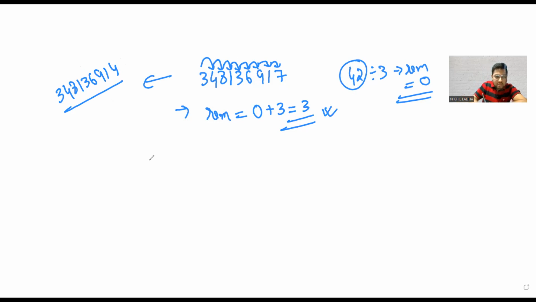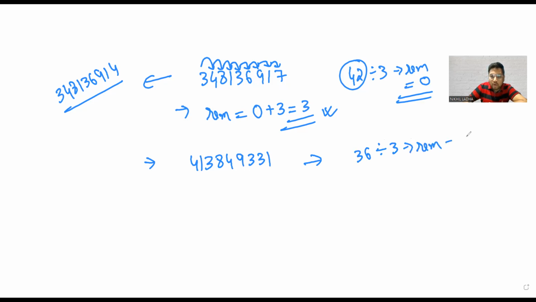I'll give you another method for this. Another number, 413849331. 5 plus 3, 8 plus 8, 16 plus 4, 20, 29, 32, 35, 36. So we are getting 36. 36 when divided by 3 leaves a remainder 0. Coincidentally, again we are getting the remainder as 0. But since this is an odd number, we will be taking the remainder as 0 plus 3. We will be getting the final answer as 3.